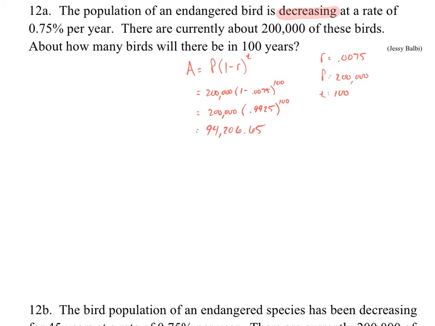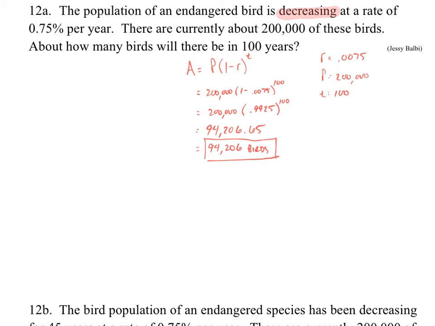So about how many birds, whole birds, right? 0.65 of a bird doesn't really make any sense. So if we're dealing with 94,206.65, we have to round down to where there was a whole bird. All right, so about 94,206 birds will exist.